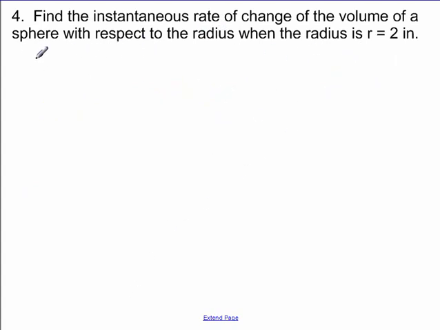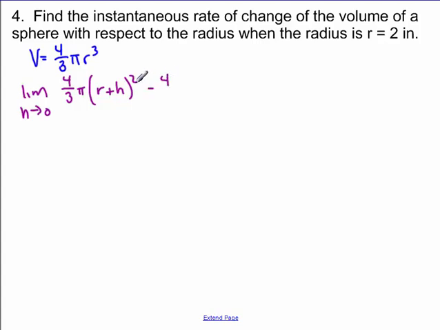For the volume of a sphere, our volume formula, 4/3 pi r cubed when our radius is 2. So we'll do the radius is 2 at the very end. So you set up your limit formula. Limit as h goes to 0 of 4/3 pi (r plus h) cubed minus 4/3 pi r cubed all over h. Now it's honestly a bunch of algebra.